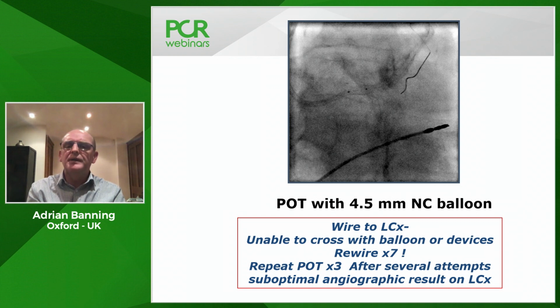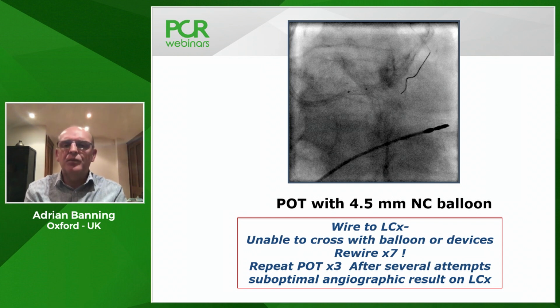But at this point, we did our final POT, we crossed with a wire, and then I could not get a balloon to go down. So I tried quite hard, and then I moved the wire, and I moved the wire again, and I tried quite hard, and then I tried a series of devices. And unfortunately, I could not get a device to cross into the circumflex. So I've completed the kiss, I've done the POT, and I can't get it to cross.